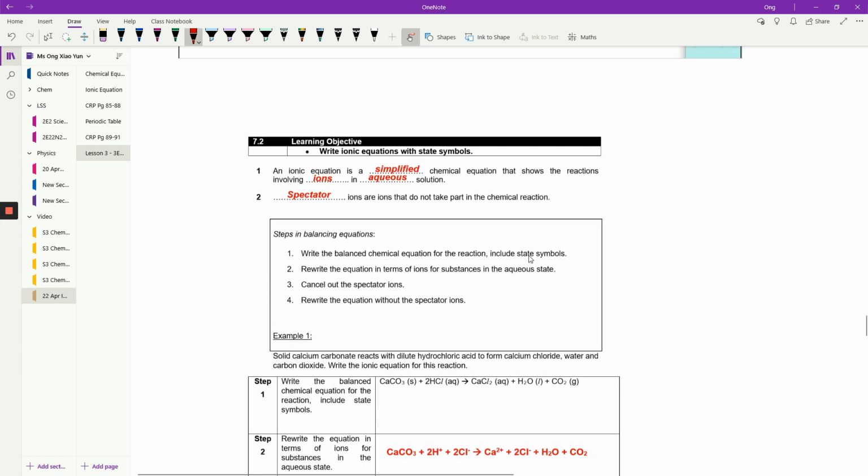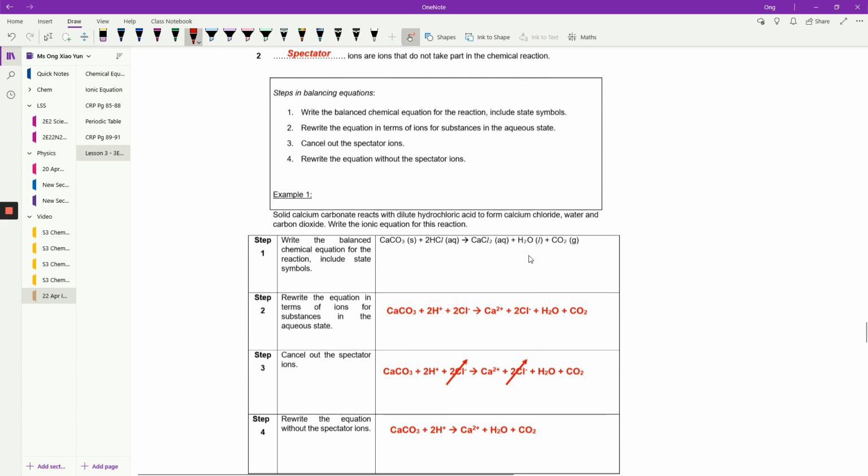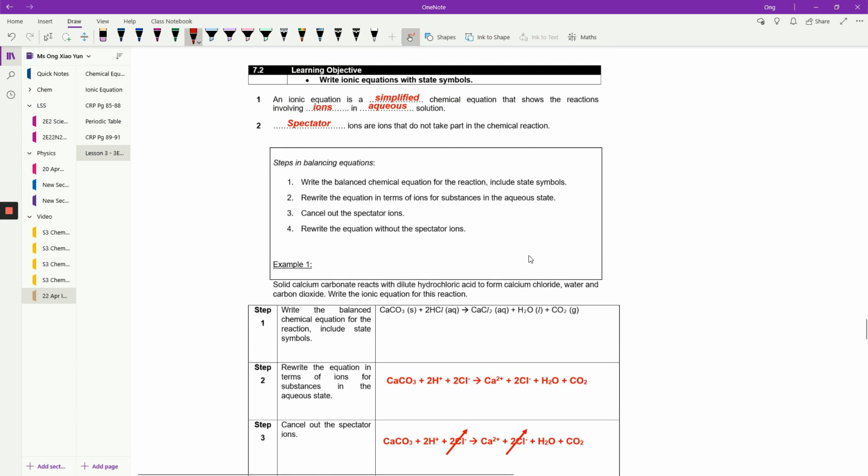Okay, there are further examples in your resource package. So on this 7.2 chemical resource package, please pause the video here to take a look and fill out your resource package on what is ionic equation.